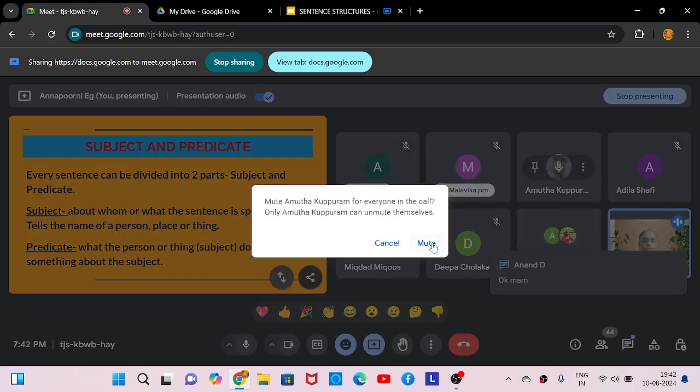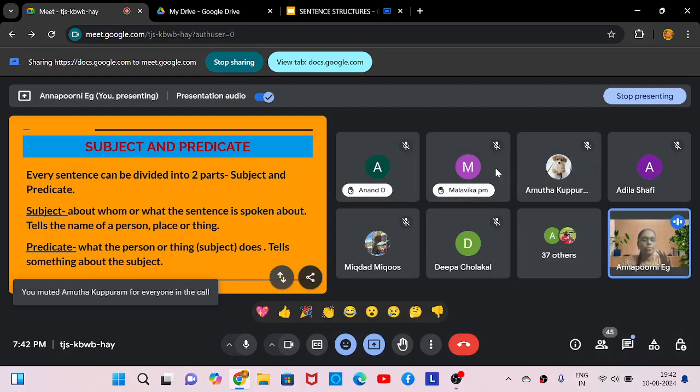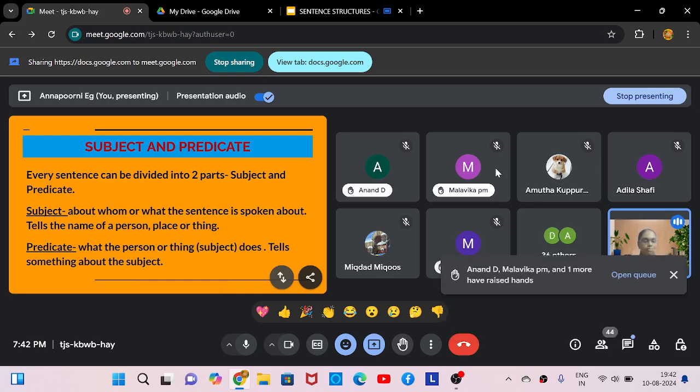Okay, now moving to predicate. What is meant by predicate? So once you have mentioned or identified what the subject is, whatever part comes after the subject, it is called a predicate. Or we can define it in a different way. Predicate is what the subject does. Whatever the subject is doing, that is called the predicate. So it tells something about the subject.